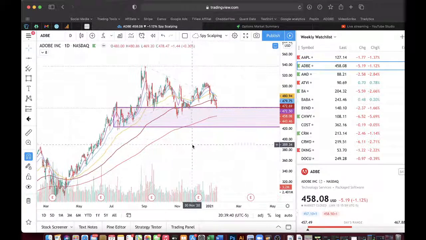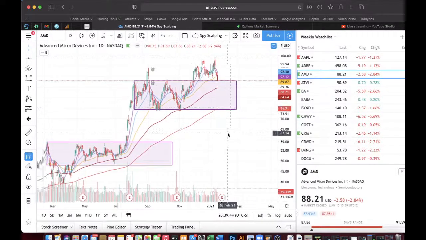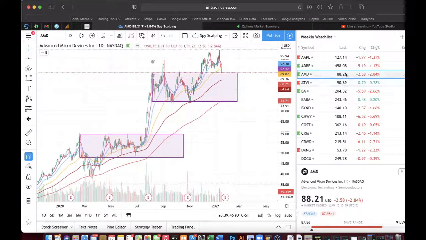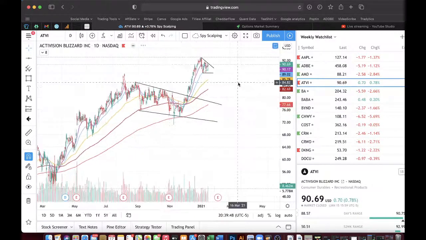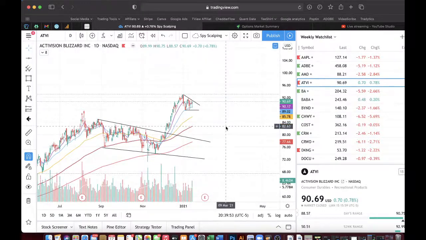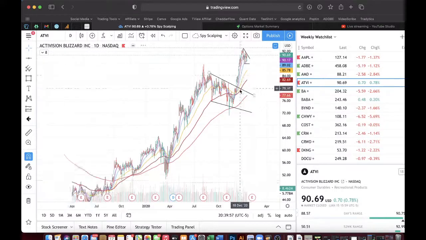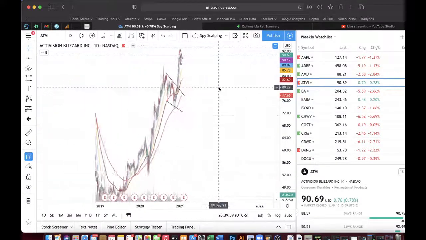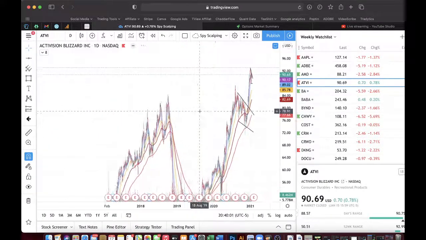Adobe also, we are approaching the demand zone. But what I do is I just go through here and look for setups. I'm just browsing through quickly, see if I see anything from my analysis. This is one setup I do like, ATVI, Activision Blizzard. They are a video game maker, Call of Duty. The reason why I like it so much is because it is setting up for another large move.